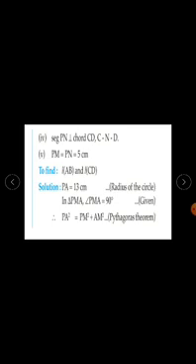Solution. PA equal to 13 centimeter, radius of the circle. In triangle PMA, angle PMA is equal to 90 degree. It is given, so it is a right angle triangle. Use Pythagoras theorem. PA square equal to PM square plus AM square.